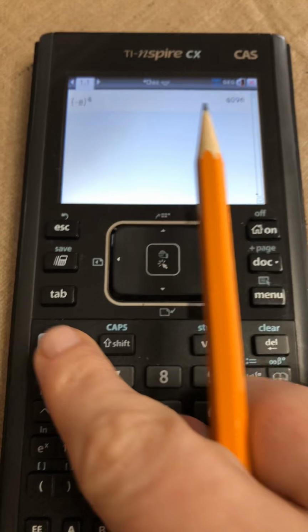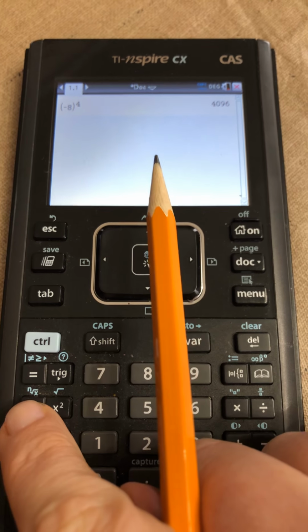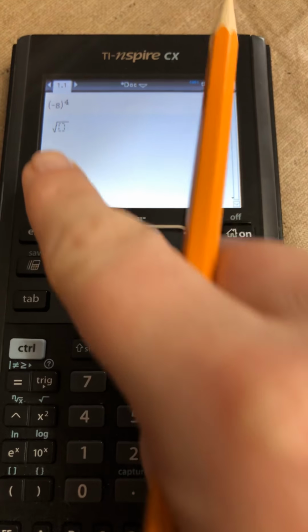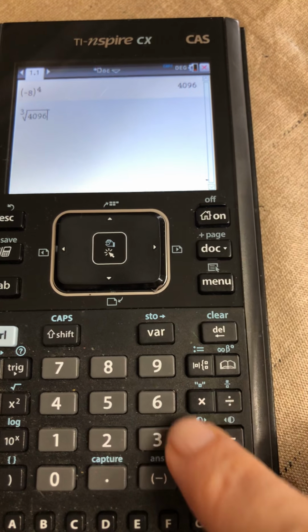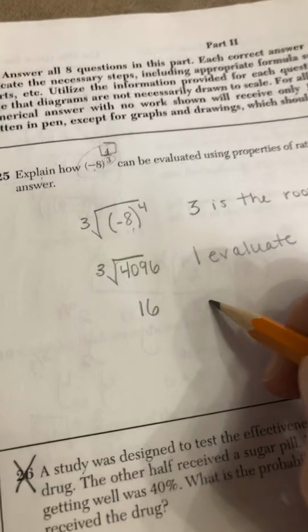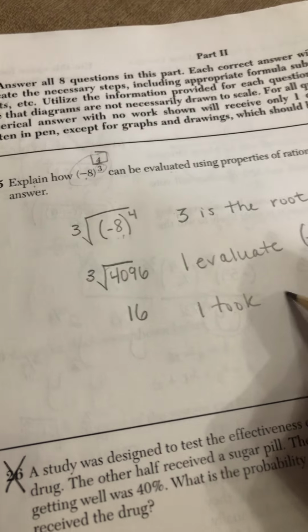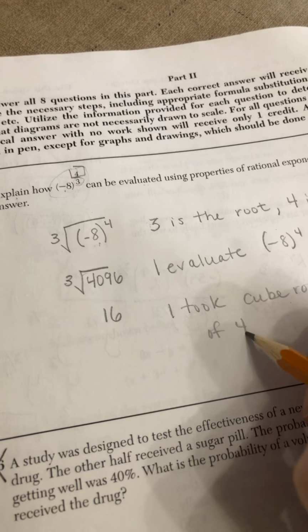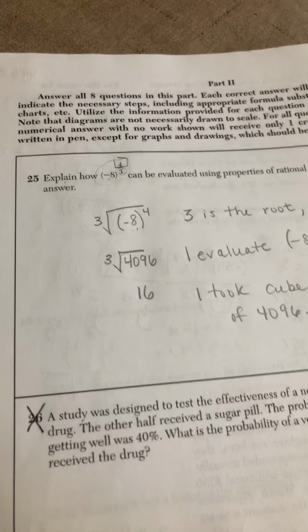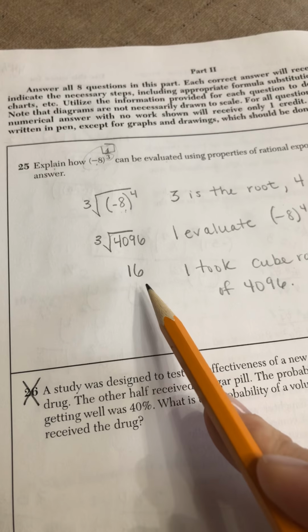So for the cube root, remember we have to use this funky button right here. I'm going to put the cube root here, 4096 here, and it evaluates to 16. I took the cube root of 4096. There you go. So it evaluated to an integer, a whole number.